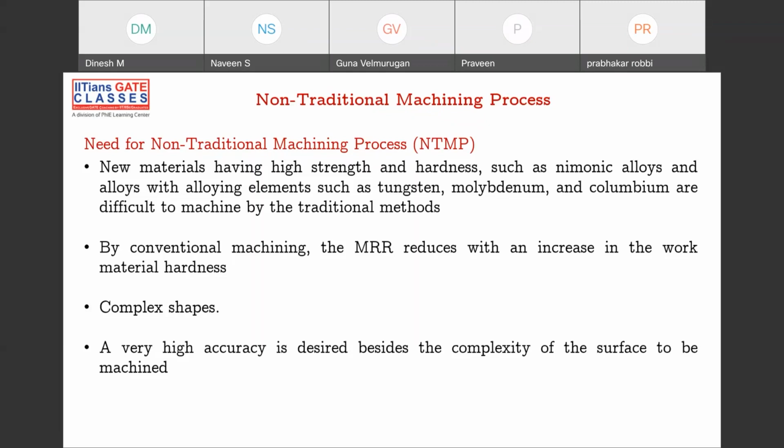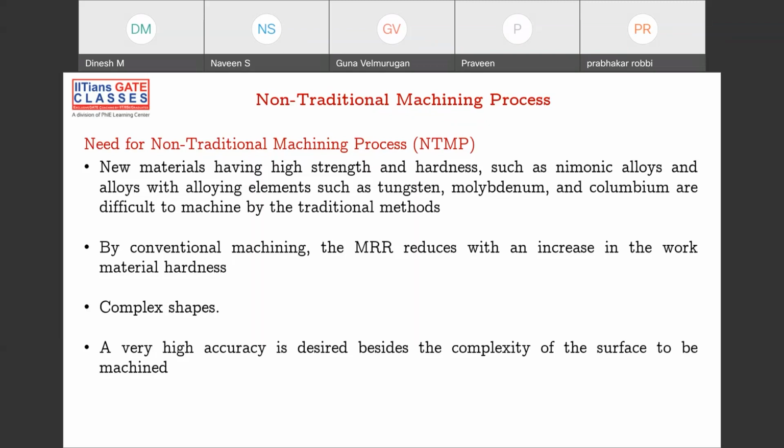Another thing is your tool has to be harder. Yes, like laser cutting, you're right, Prakar, there is no need of any contact. Another thing is that in traditional manufacturing, you're using mechanical forces as your cutting force, right? But in this case, it's not only mechanical energy, it can be thermal energy, electrical energy, chemical energy, not the traditional mechanical. We are using different kinds of energies to machine or remove the material from the workpiece.